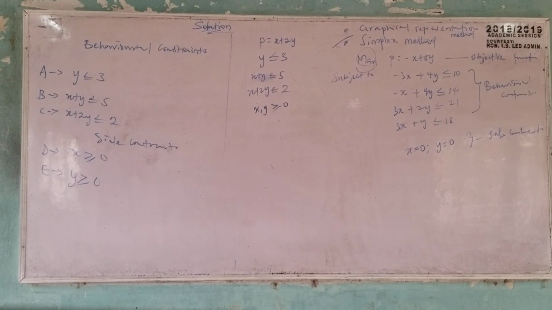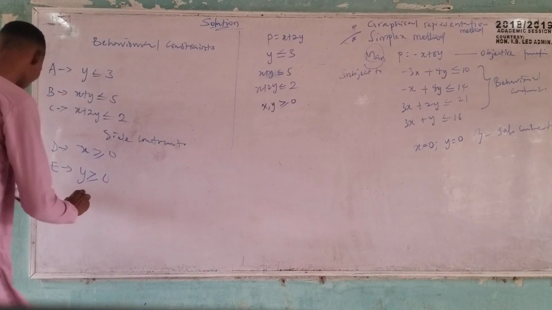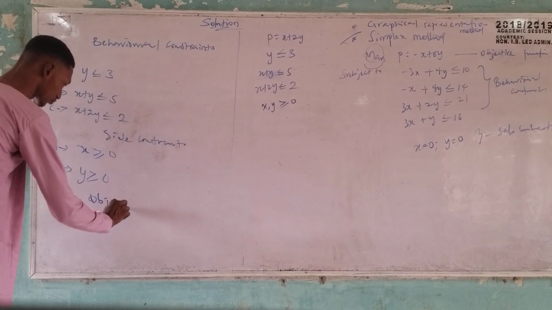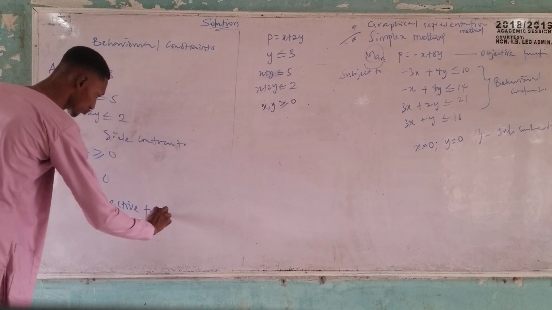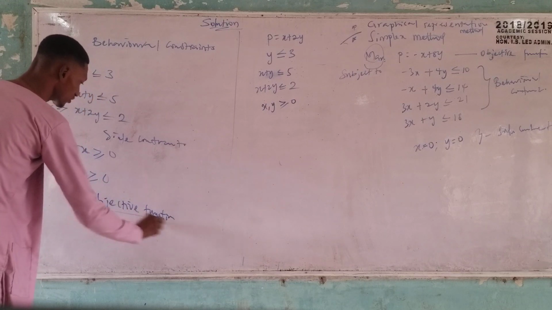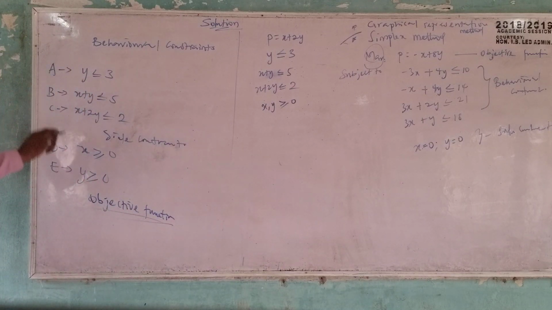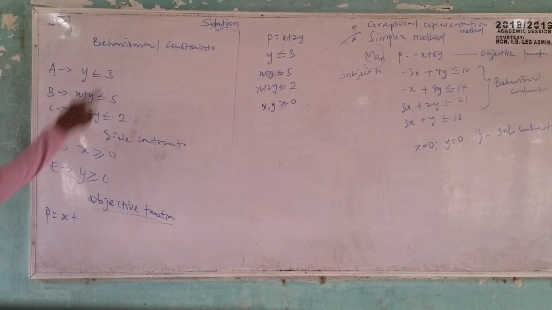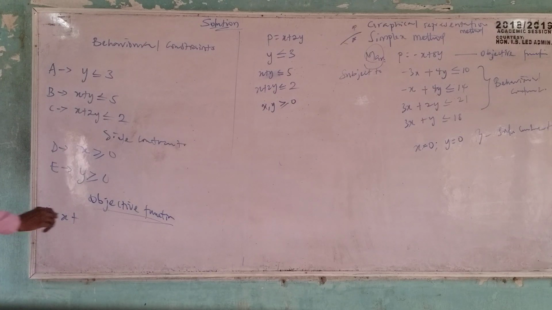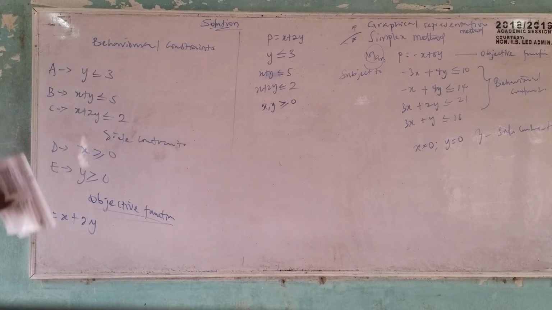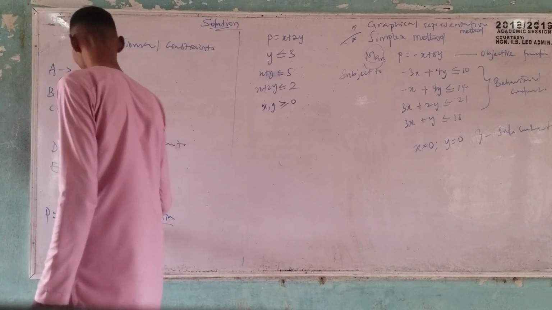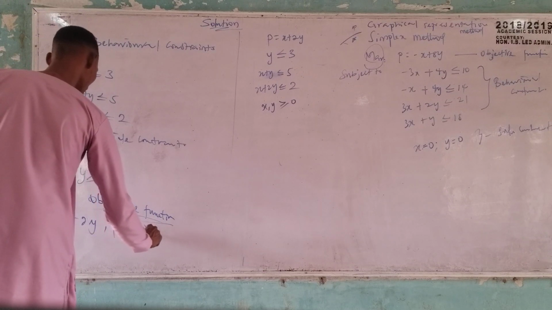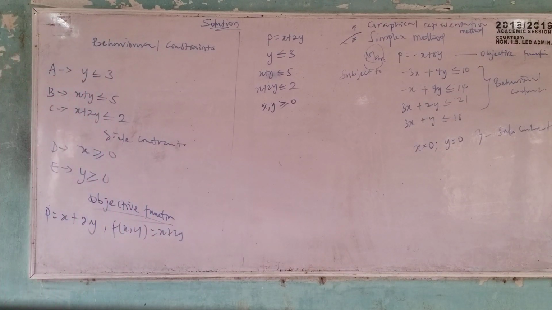Right. So now we will write the objective function. After the cycle control constraints, you write the objective function. So after that, the objective function, we have it as what? Equals to what? P equals x plus 2y. Very good. This can also be summarized as f of x, y equals x plus 2y. So let's write the answer.